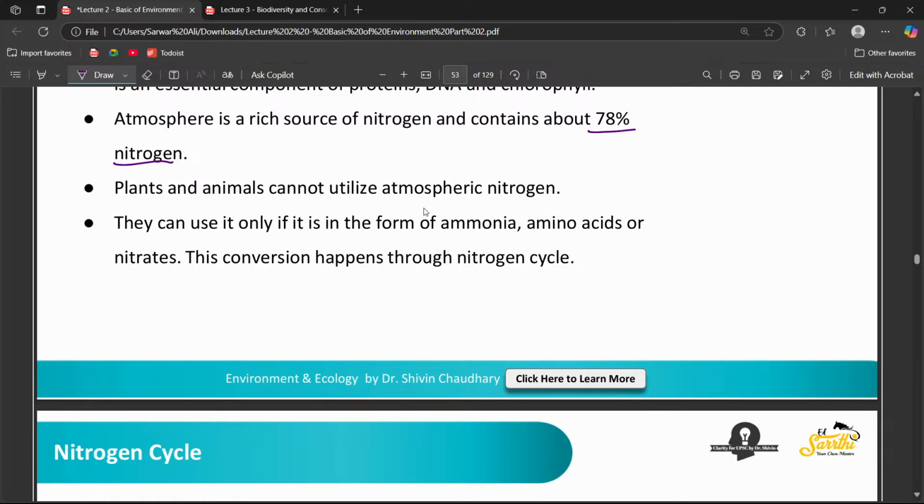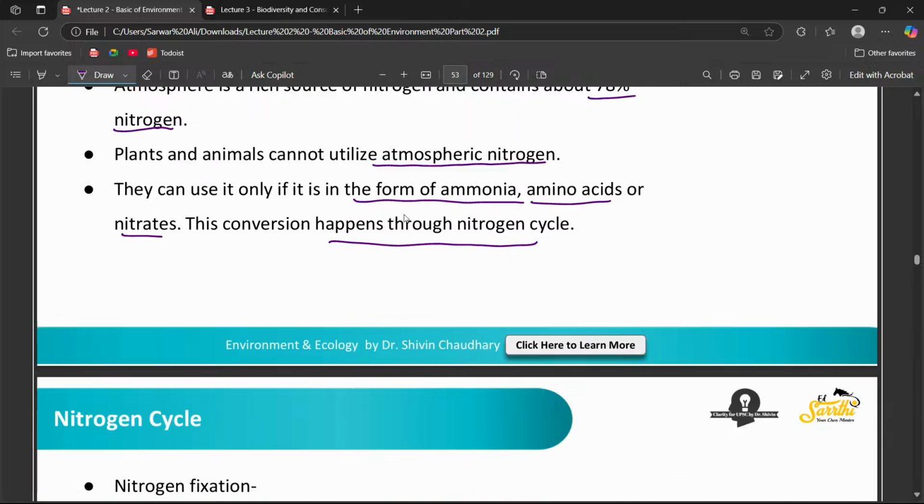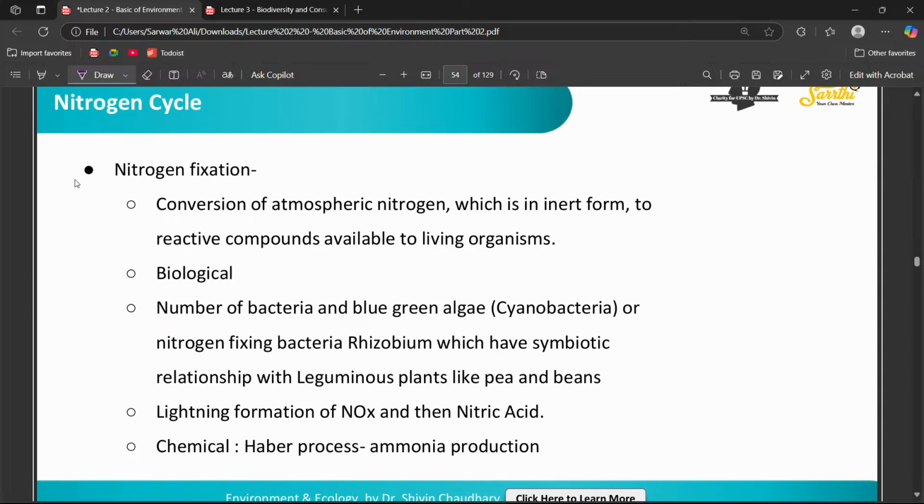Plants and animals cannot utilize atmospheric nitrogen. They can only use it in the form of ammonia, amino acids and nitrates. Its conversion happens through the nitrogen cycle. Nitrogen fixation is the conversion of atmospheric nitrogen, which is an inert, non-reactive form.